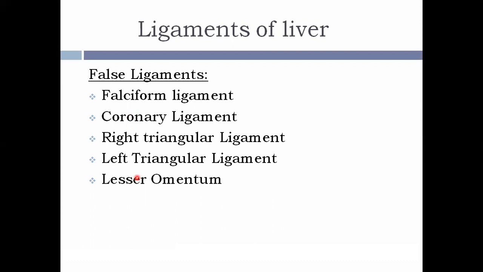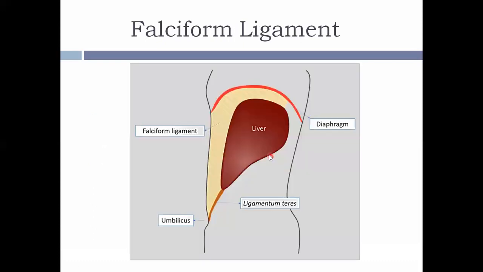The next thing is the coronary ligament. This coronary ligament lies over the superior surface of the liver and inferior to the diaphragm. It has 2 layers, one the upper layer and the other the lower layer. We'll see this. So this is the falciform ligament. It arises from the umbilicus. It connects the liver to the anterior abdominal wall and the diaphragm.